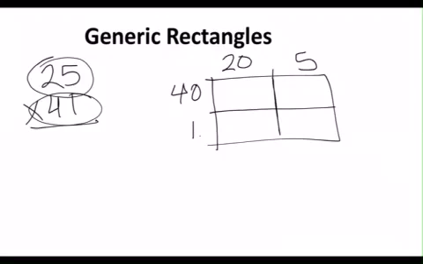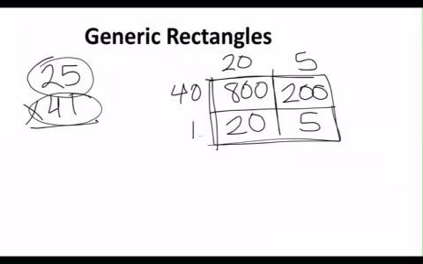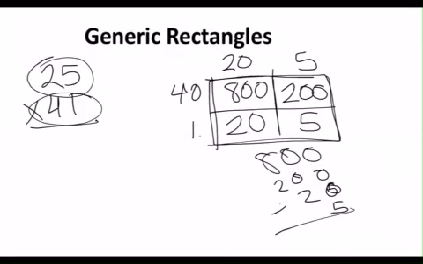Yes, you could technically break it up any way you wanted to. If you wanted to break up 41 into 20 and 21, you could. But for the sake of this lesson, we're going to focus on using place value. So 20 times 40 is 800. 1 times 20 is 20. 40 times 5 is 200. 1 times 5 is 5. Now add up only the numbers on the inside. So you have 800, 200, 20, and 5. That's 1,025.